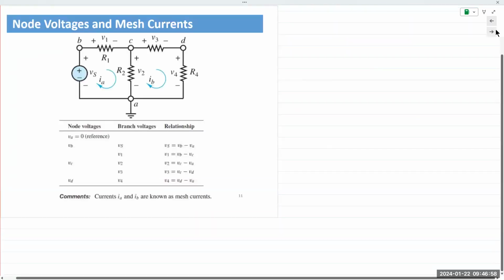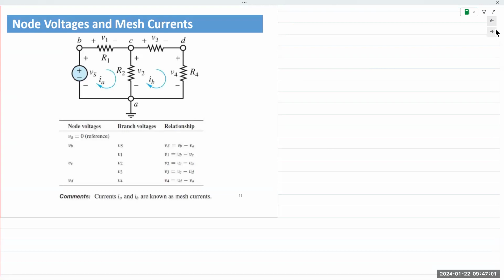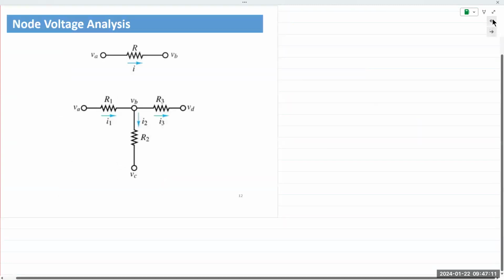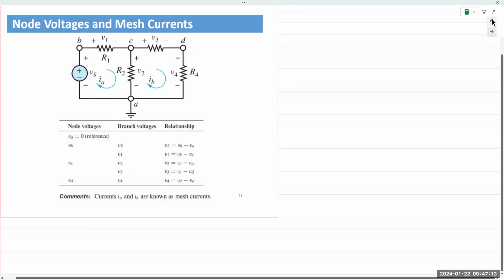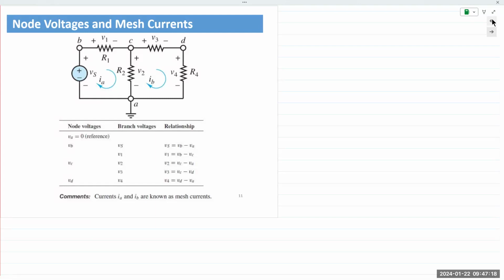Node voltage analysis and mesh current analysis. These are the two final topics of analysis techniques in this class. And then at the end, we'll put it all together and apply it to a network theorem. Okay. So before we get into that, I want to introduce what is a node voltage and what is a mesh current. This is a very important topic, guaranteed 20, 30 point problem in the final exam. These are two of the most important analysis techniques.